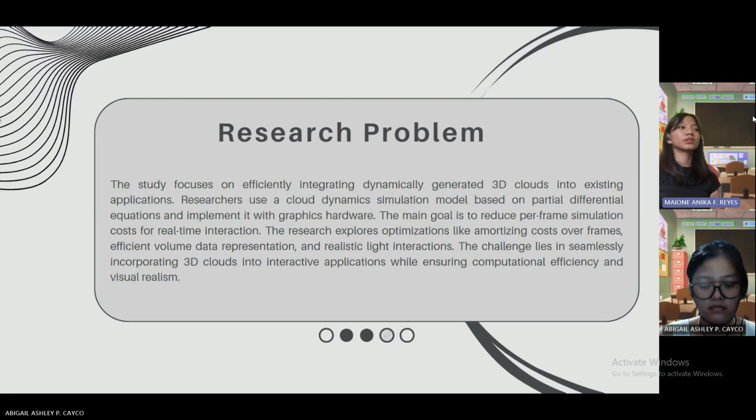The research explores optimizations like amortizing costs over frames, efficient volume data representation, and realistic light interactions. The challenge lies in seamlessly incorporating 3D clouds into interactive applications while ensuring computational efficiency and visual realism.